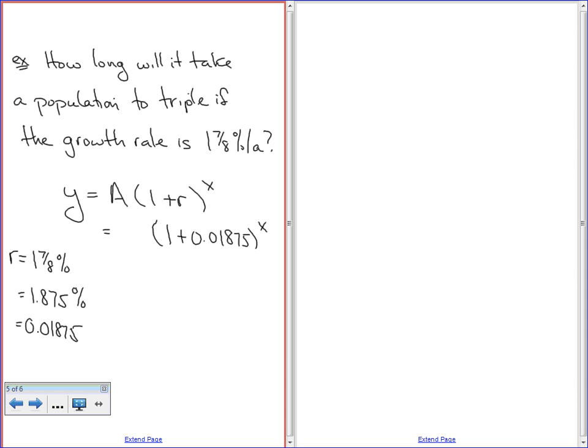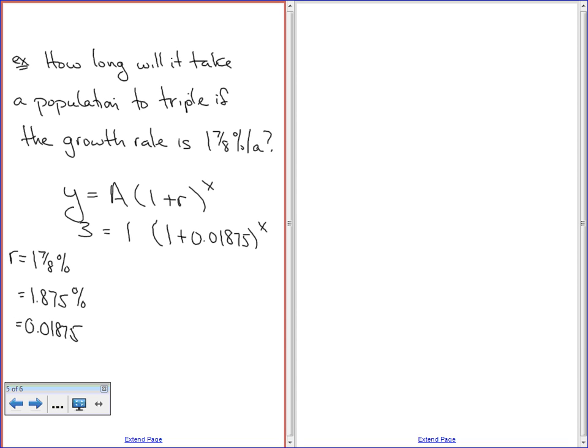Okay, now I need to figure out what the initial amount is and the final amount is. It didn't give me an initial amount, okay? All I know is that I want to figure out how long it's going to take the population to triple. So what do you think I can use for A and what? Okay. For A, you use 1, and for Y, you can use 3.